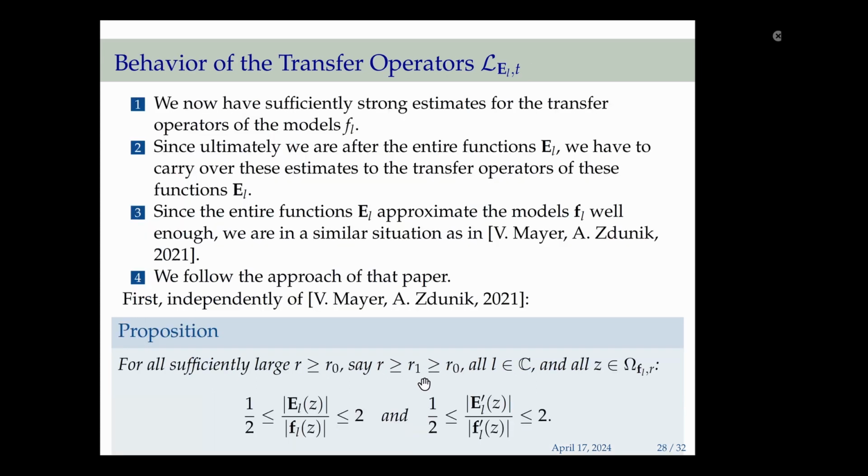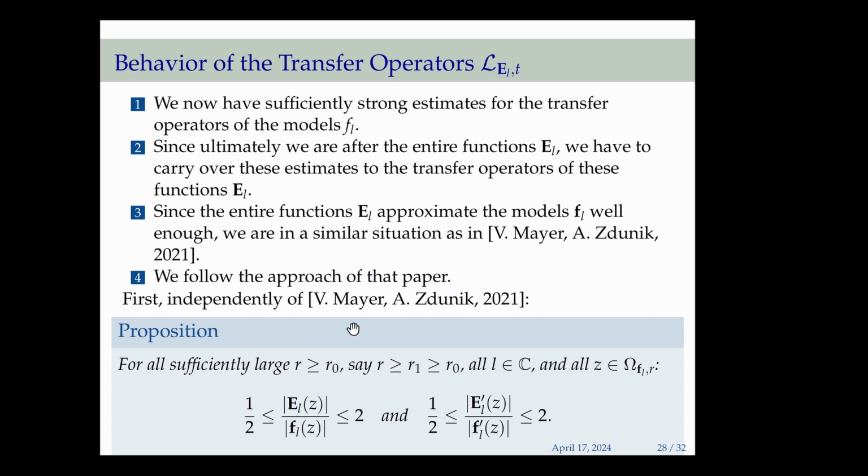Having this, we have sufficiently strong estimates for the Hausdorff dimension of the model function f_L. But we are ultimately interested in the function e^L, so we have to infer similar properties for the functions e^L from the functions f_L. Since the functions e^L approximate the model f_L well enough, as on one slide before, we are in a situation which was considered by Volker Mayer and Anna Zdunik in 2021. And we follow to some extent the approach of that paper.